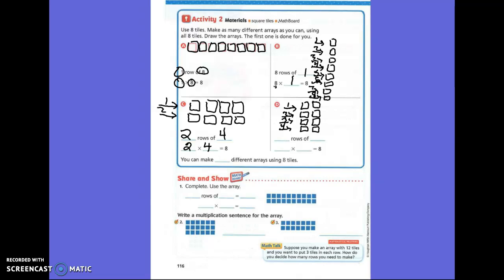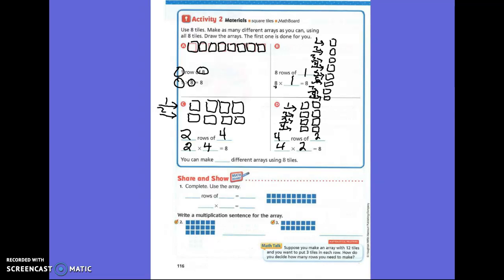Okay, so how many rows do we have? 4. And how many tiles are in each row? 2. So what is my multiplication? Raise your hand. What is my multiplication sentence? Xander? 4 times 2. 4 times 2 equals 8. So once again, boys and girls, you just flipped the numbers around.